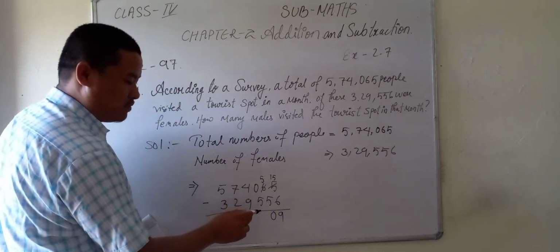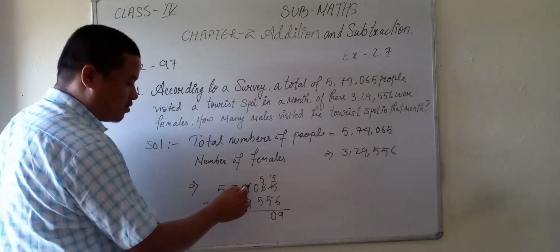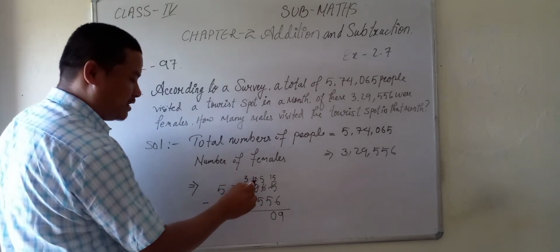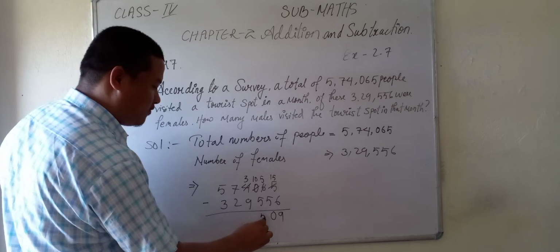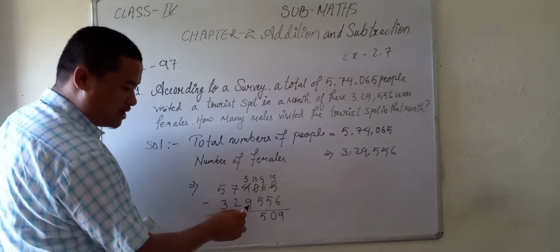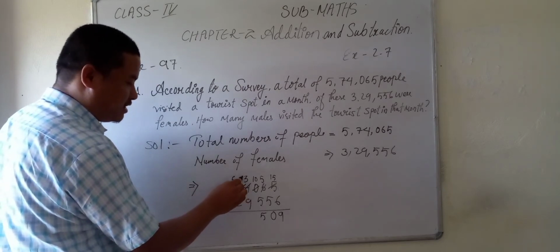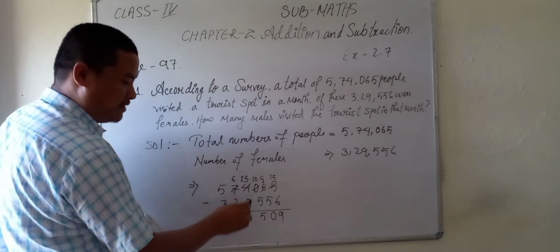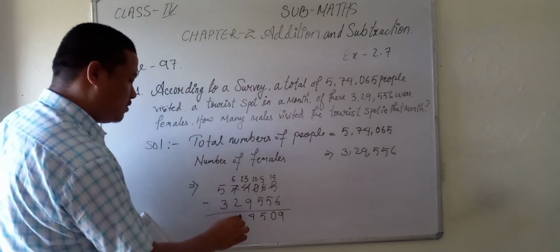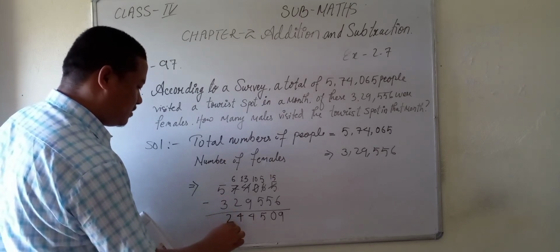0 minus 5. It is not possible. So we'll take 10 from 4. Then 4 becomes 3 and this 0 becomes 10. 10 minus 5, 5. 3 minus 9. 3 is smaller than 9. So we'll take 10 from 7. 7 becomes 6 and this 3 becomes 13. 13 minus 9, you will get 4. 6 minus 2, you will get 4. 5 minus 3, you will get 2.